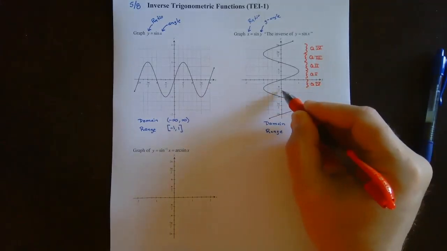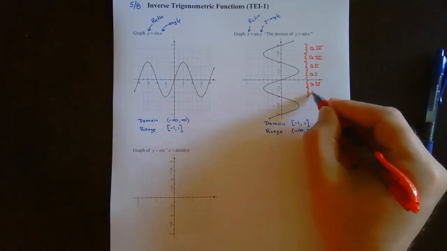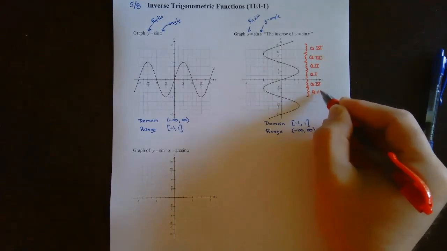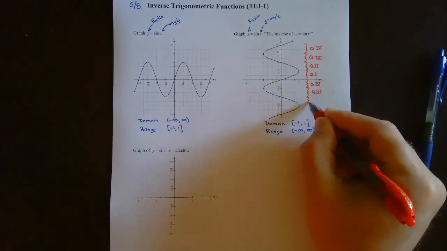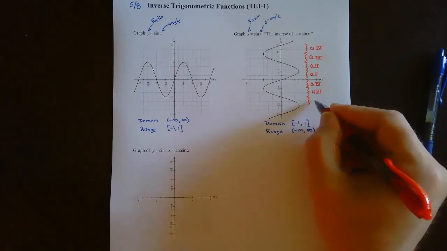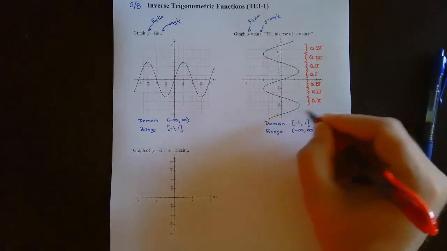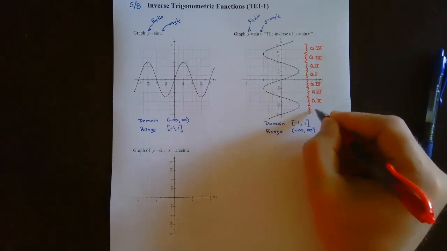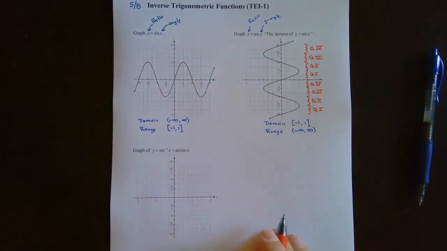Negative pi over 2 to negative pi is quadrant 3. Negative pi to -3 pi over 2 is quadrant 2. And -3 pi over 2 to -2 pi is quadrant 1. Okay?